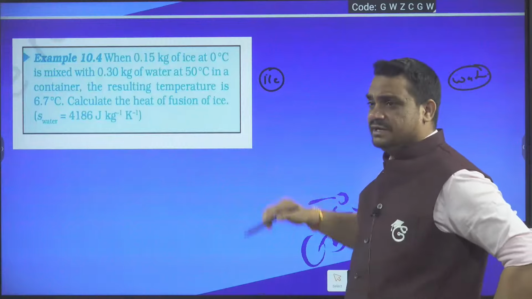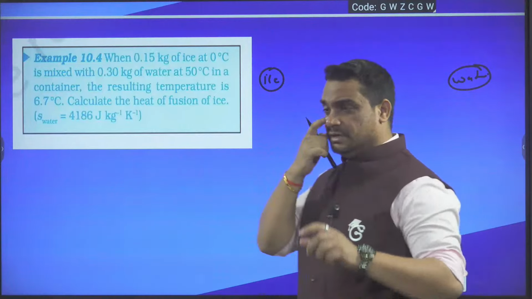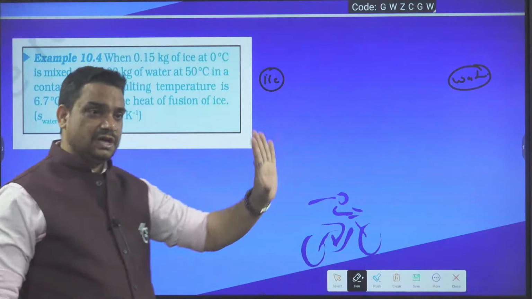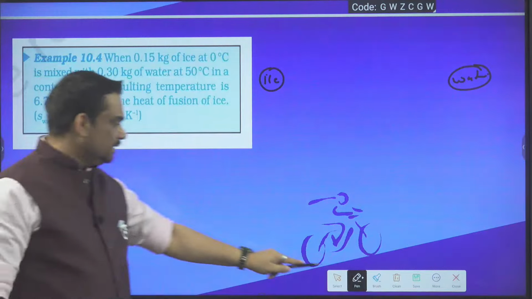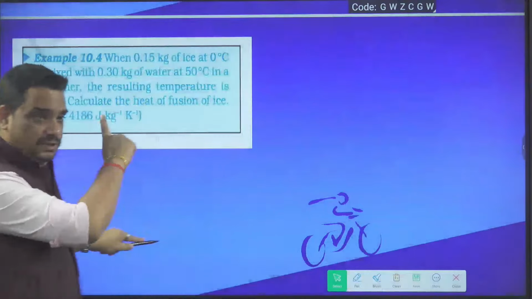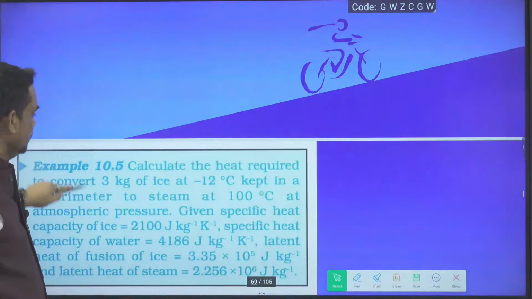Okay, can you solve this one? This question, same previous method. One will release, other will absorb. You will try this one. Okay, I'm leaving this question for you.